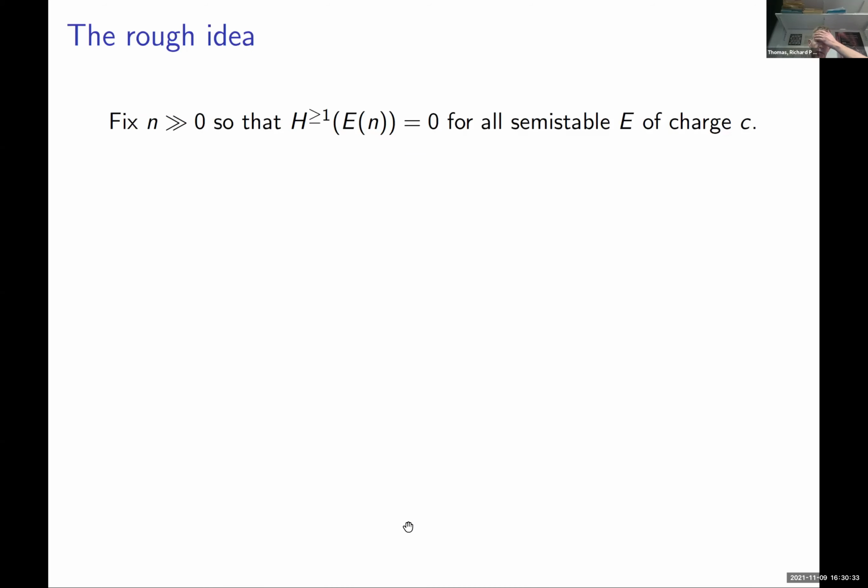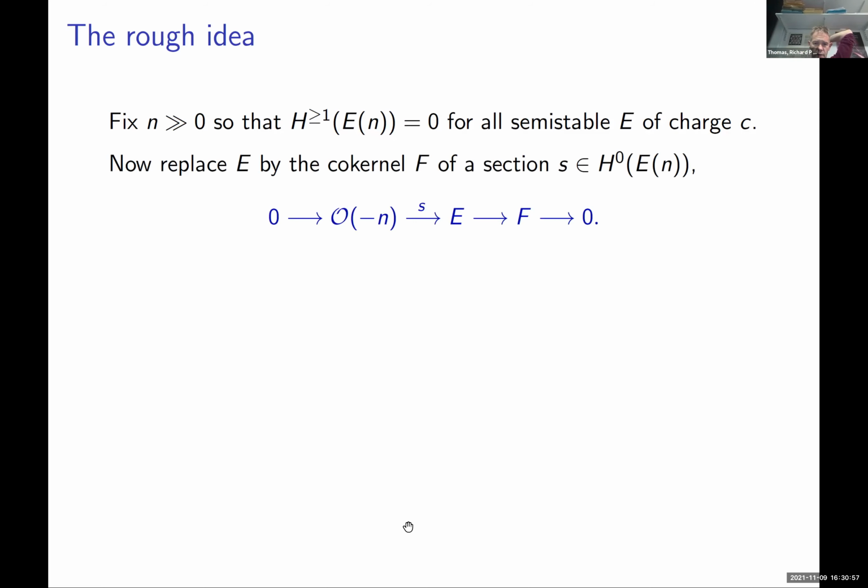Okay, so the rough idea of what we do is the following. First of all, we're going to consider sheaves with fixed Chern character C. Then we fix some n that's huge so that all our sheaves have no higher cohomology. Now we're going to replace E by the cokernel of a section of that twisted sheaf. All right, so there's the exact sequence.